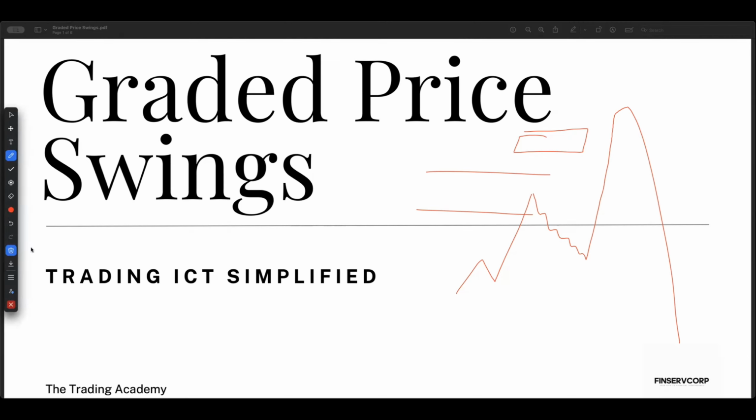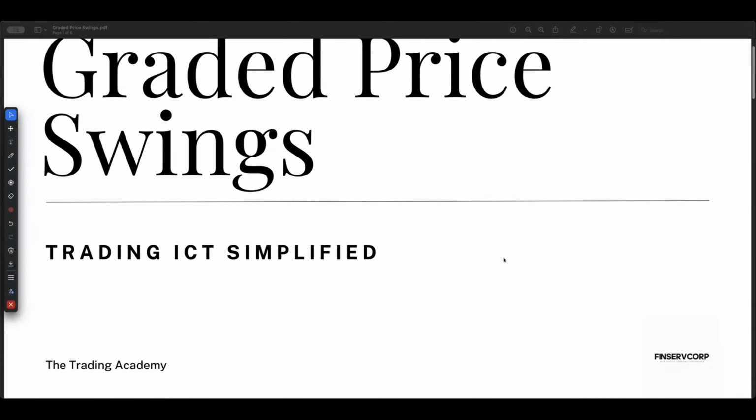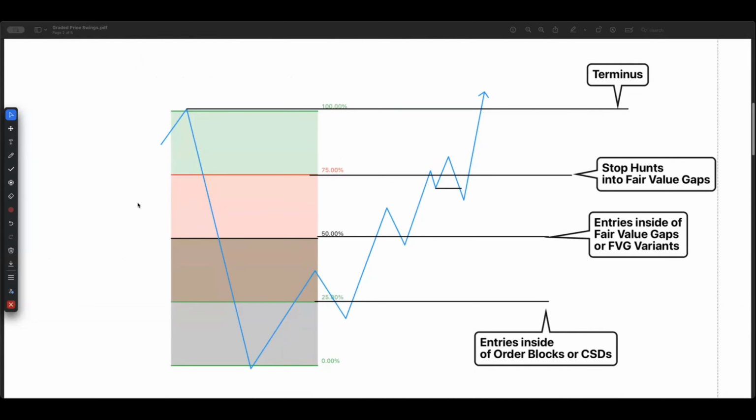So moving on, consider this. When we're looking at graded pricings, can you see how we have a range over here, just a simple high and a simple low? Now, when price trades through the 25%, you are looking for price to change its state of delivery, meaning you are looking for order blocks, CSDs, rejection blocks, anything that indicates a change in the state of delivery. This can also mean a balanced price range, inverse fair value gap, you name it. Depends on the scenario.